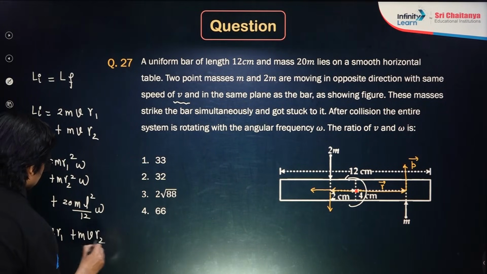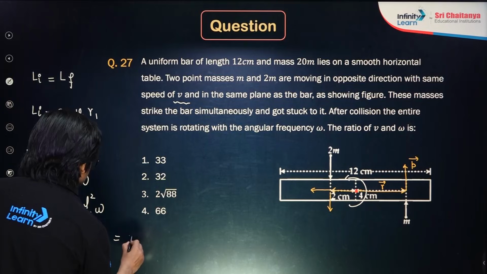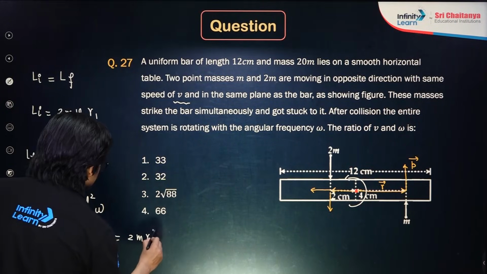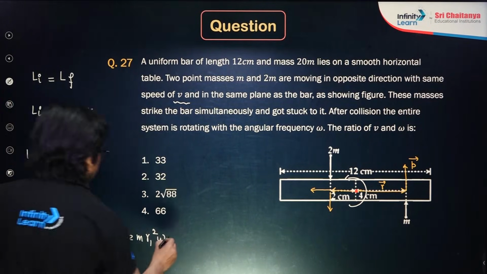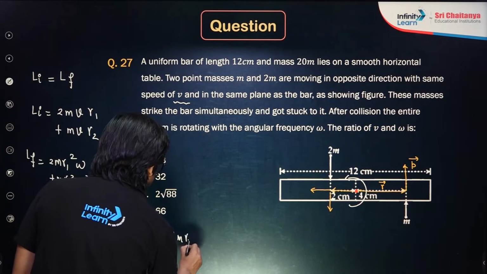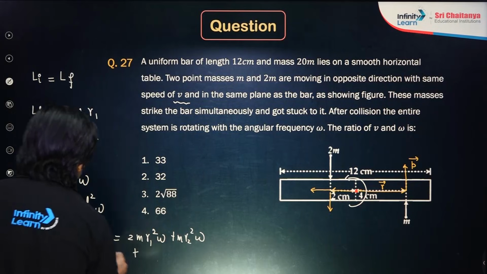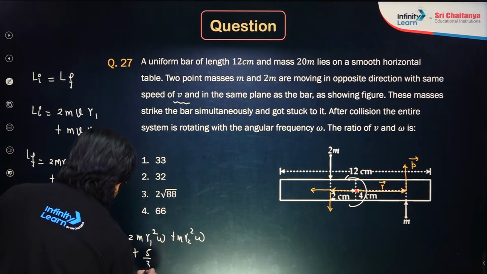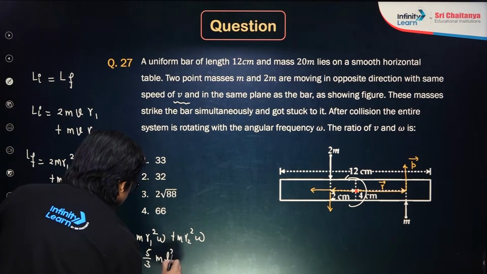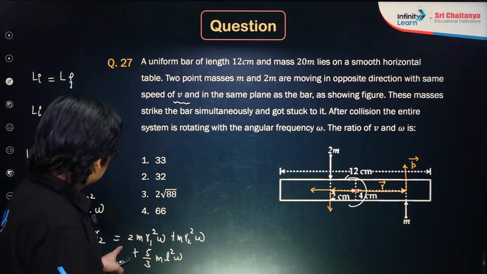v into R2, and that is actually equal to twice of m into R1 square into omega plus m into R2 square into omega plus 20 by 12. Okay, that is 5 by 3, 5 by 3 into m into L square into omega. So this you can have.